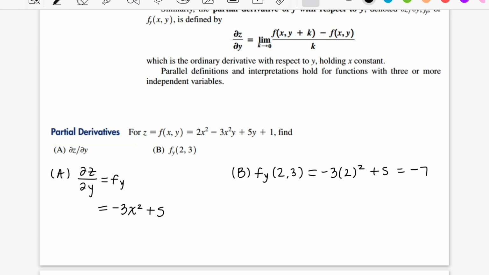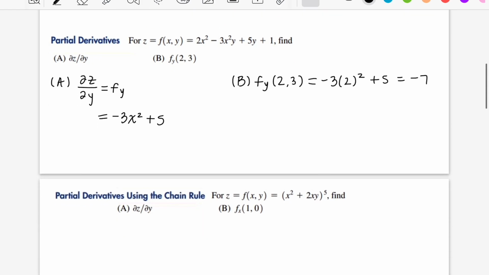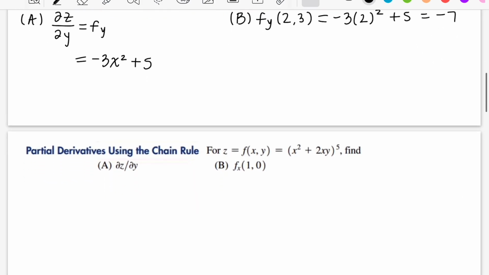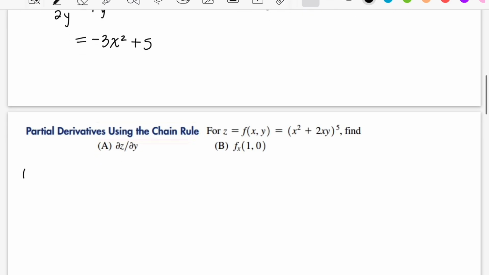Alright, let's look at another example here. We're going to find the partial derivative, but in this case using the chain rule, so it's a little more complicated. Here, we want to find the partial derivative of z with respect to y. We have a composition of functions. We know we're going to use the chain rule here. So we're going to take the derivative of this outside function. So we'll bring this 5 down in front using our power rule. And it'll be the derivative of our outside function evaluated at our inside function.